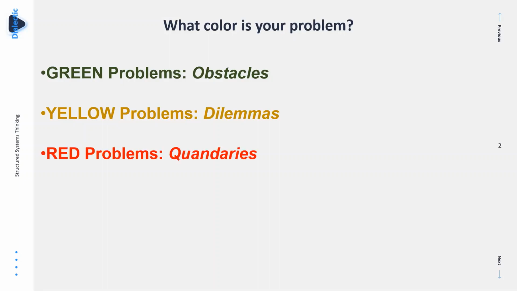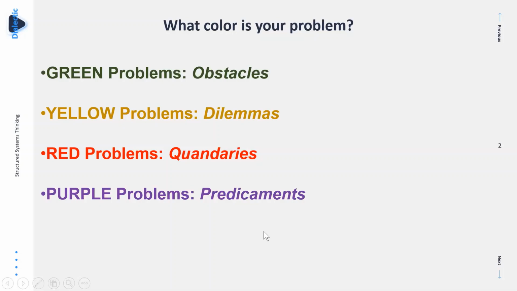Red problems are quandaries. That's where, in addition to being a dilemma, there's ambiguity of information, there's uncertainty, it's a future problem, so you don't have to solve it right now, but the level of ambiguity and uncertainty causes a lot of difficulty in picking the right course of action. And then purple problems are predicaments. A predicament is a quandary whose time has arrived. You know, quandary, you're out there in the future, you have to solve this problem. Predicament, you have to solve it right now. So we went over these last week. These are the colors of problems.